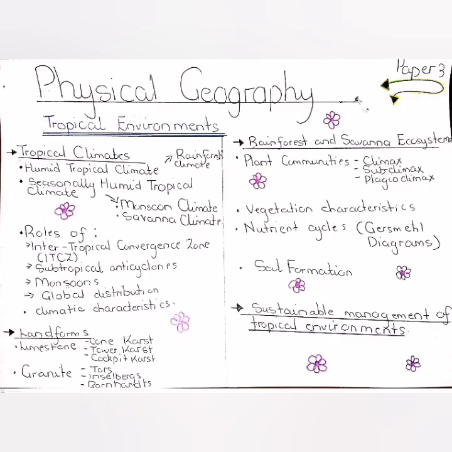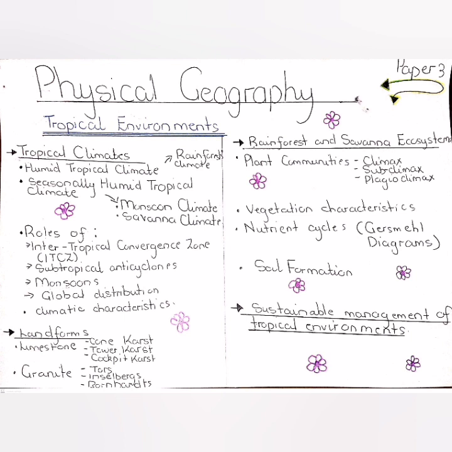For our tropical environments, we're going to take a look at tropical climates for both our humid tropical climate regions, which includes our rainforests, as well as our seasonally humid areas, which includes areas with monsoon climate and savanna climate. We're also going to look at the roles of the ITCZ, the roles of subtropical anticyclones and monsoons, and we're also going to take a look at the global distribution and climatic characteristics of our tropical climates.